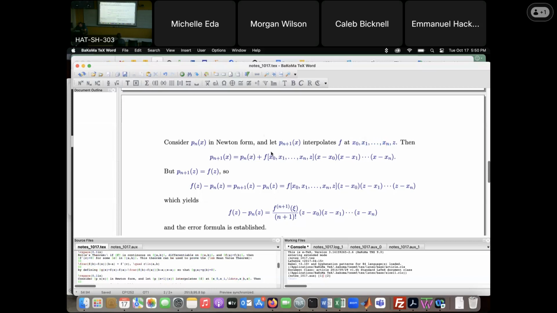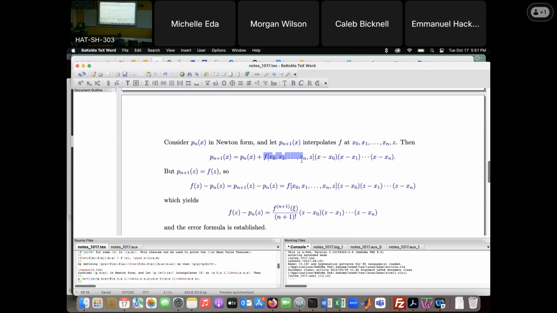So then I define Pn plus 1 of x, which interpolates at all the same points, and I'm going to throw in a new point z. Okay. So then my new interpolated polynomial is equal to my old one plus this divided difference that has z thrown in, and then I have these linear factors. So this is just what the Newton form would give you if you write down the divided difference table and all that.